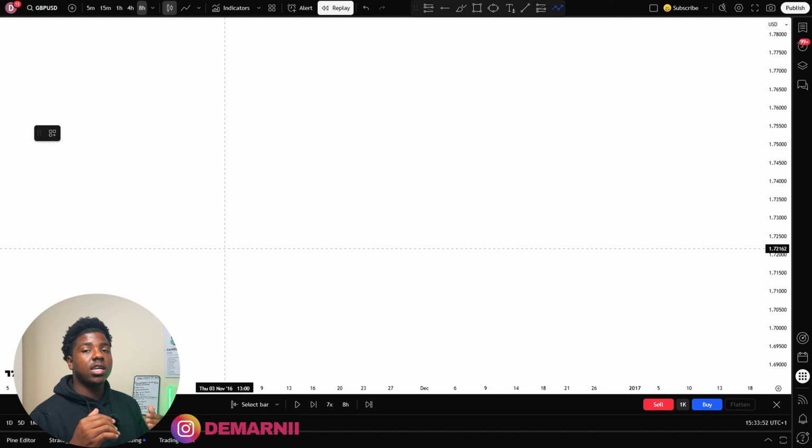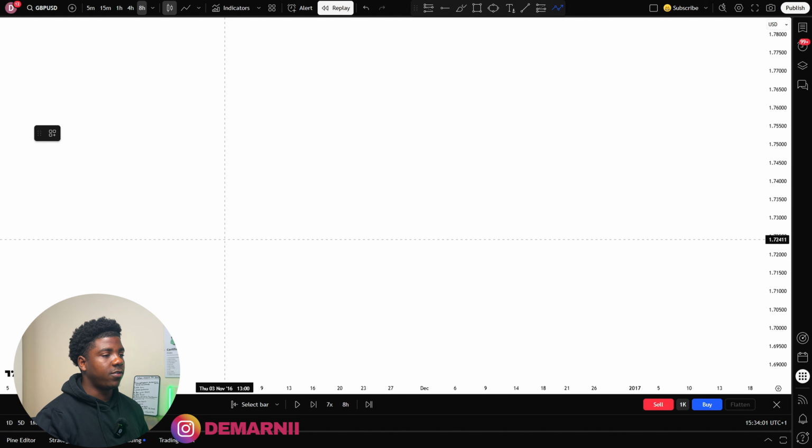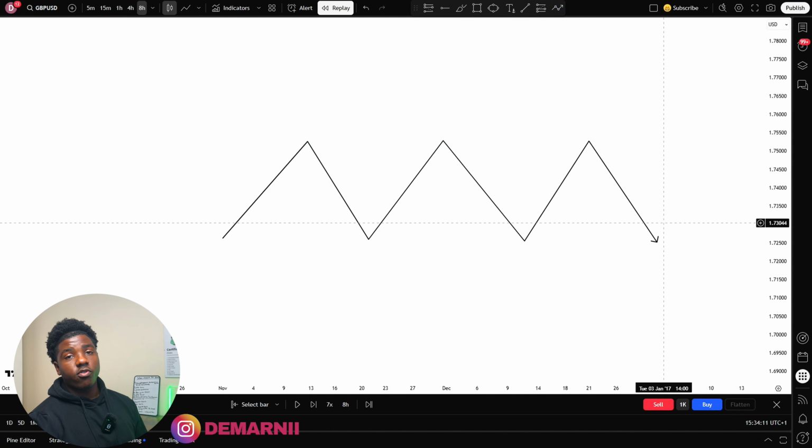Okay, so another thing that I want to go through is ranges or consolidation. It goes by a lot of different names. Now, a range is when the market isn't necessarily creating higher highs and higher lows, or lower highs and lower lows, but is just moving up and down, kind of bouncing off each other, just like this. This is a range market.